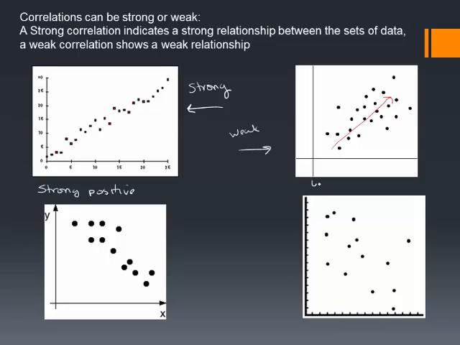And a weak positive. And here we have a strong negative and a weak negative. You can still see in the weak examples that the generally downward trend continues, but again, the points are not clustered together, so they're not quite as linear.